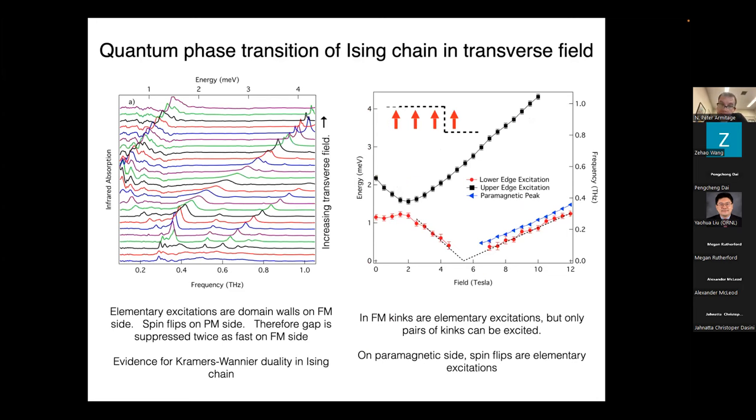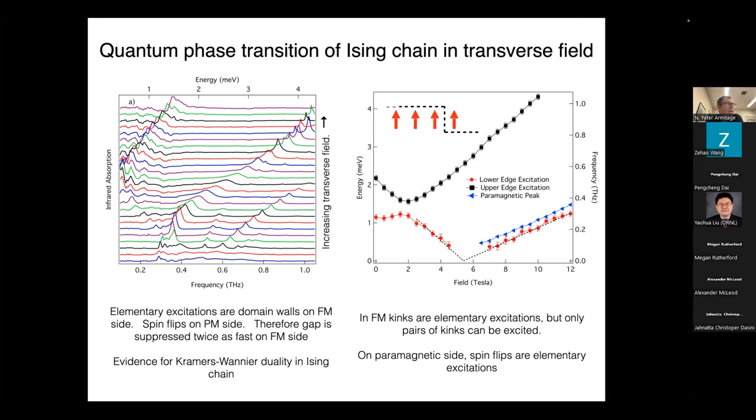Okay, so let's look at data. This is a plot on the left of the infrared absorption as a function of frequency, again in the terahertz range or the meV range. It looks a little bit different than the other data that I was showing you before, because for this study we needed very large magnetic fields. These experiments were done up to 12 Tesla in Thomas Room's group at the National Institute of Chemical Physics and Biophysics in Tallinn, Estonia. The curve with zero applied transverse field is on the bottom of this plot, and as I apply transverse field, I can see a few things happen.